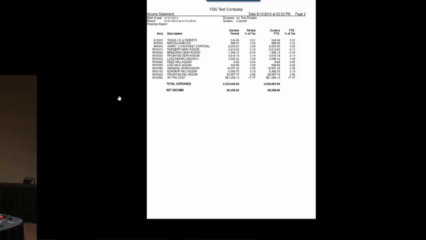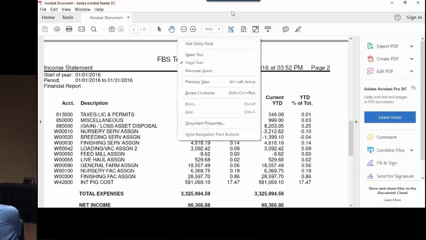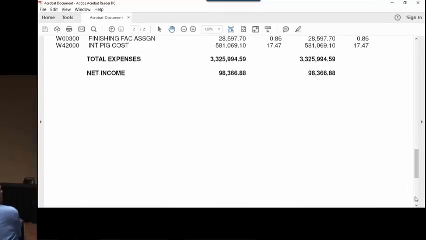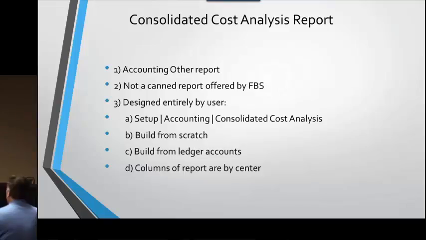Basic income statement. Total income, $98,368. Remember that number, because you probably won't be able to see the next slide either. You can see it there. Scroll down there. $98,368. Yeah, I can see them on this. There we go.